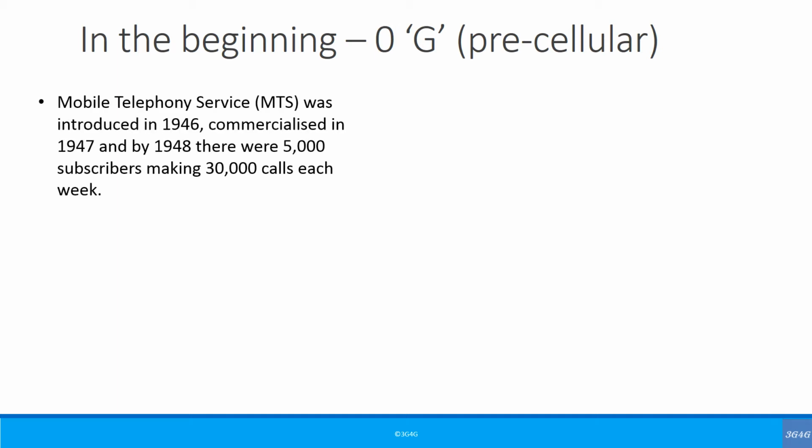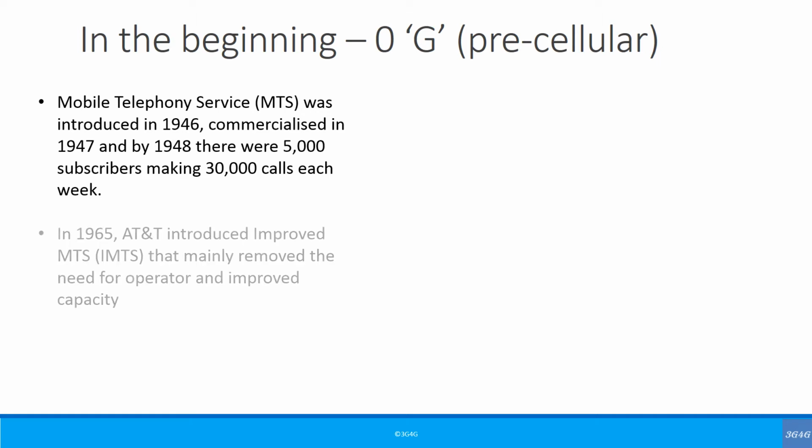The first mobile system was the mobile telephony service, which was introduced in 1946 in the US by AT&T, and it was commercialized in 1947. By 1948, there were around 5,000 subscribers, and they used to make around 30,000 calls each week.